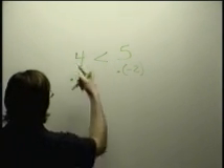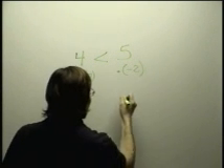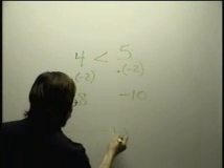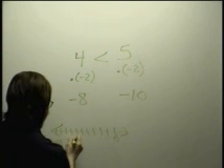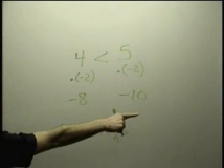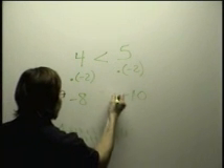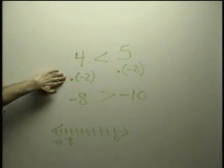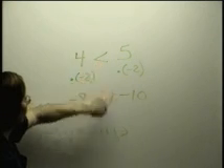Well, now 4 times negative 2 is negative 8, and 5 times negative 2 is negative 10. Which one's greater? Well, if you look at a number line, there's negative 10 and there's negative 8. The greater number is the one to the right. So negative 8 is greater than negative 10, which means I have to reverse the inequality symbol to keep it a true statement. So that third difference is if I multiply or divide by a negative number, then the inequality symbol is going to reverse.